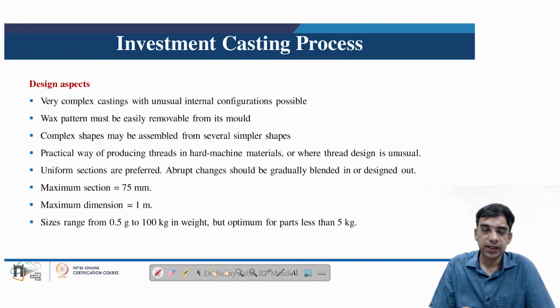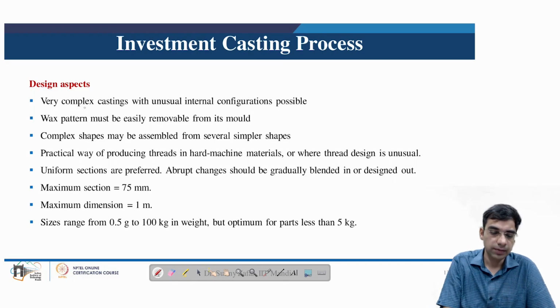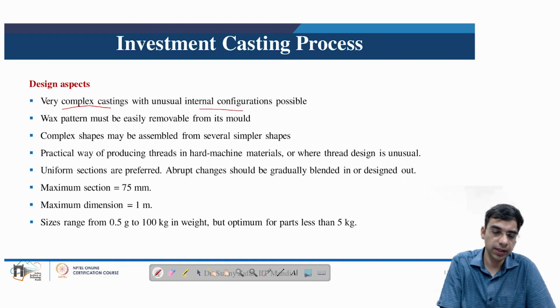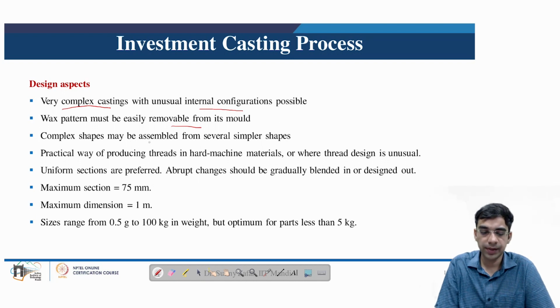So in terms of design aspects with respect to investment casting, all the investment casting processes can manage very complex castings with unusual internal configurations, because in case of a gas turbine blade it has an aerofoil shape and also it is a hollow blade. So this type of complex shape is managed by investment casting. The wax pattern must be easily removable from the mold. Complex shapes may be assembled from several similar shapes, and there is a practical way of producing, say, threads on hard machine materials, and uniform sections may be preferred.